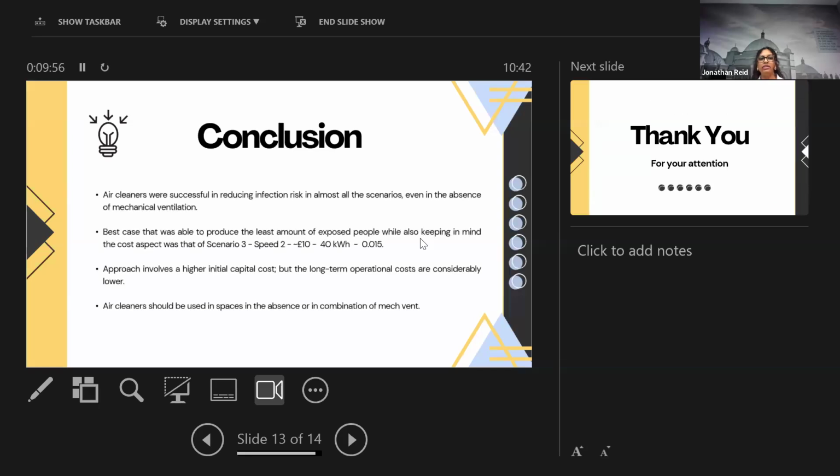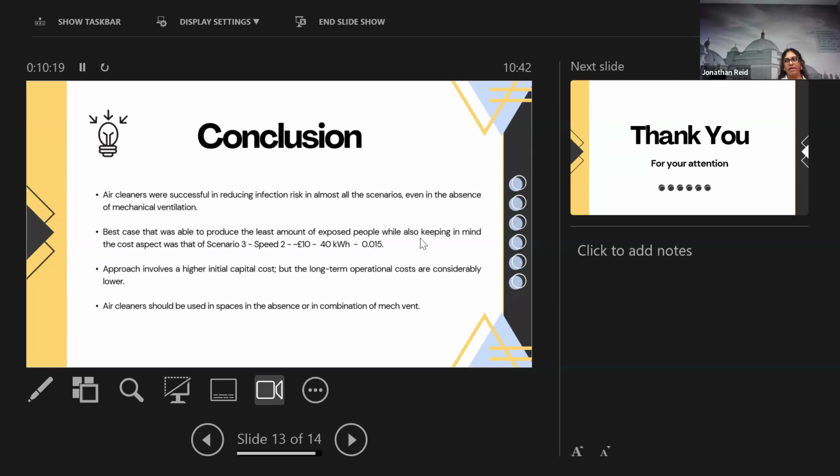Therefore, coming to an end, air cleaners are successful in reducing the risk in almost all the scenarios, even in the absence of mechanical ventilation. And as most of the hospitals in UK do not contain mechanical ventilation, retrofitting is actually very, very expensive for them.